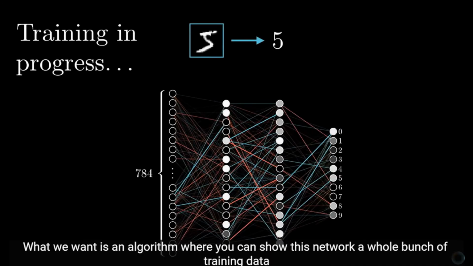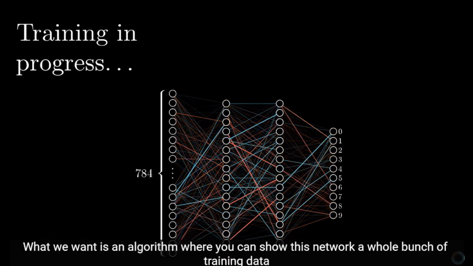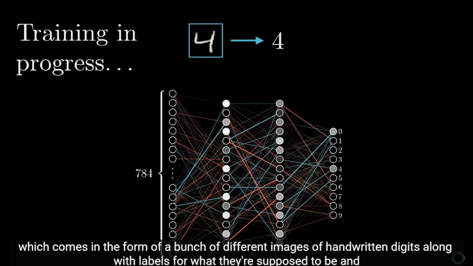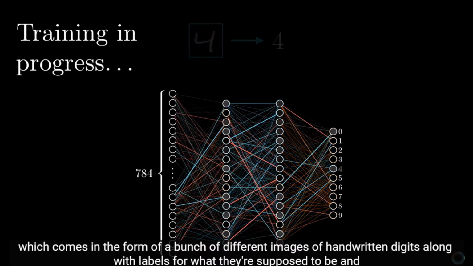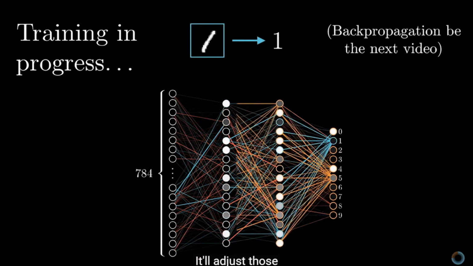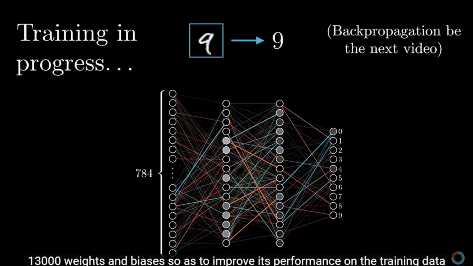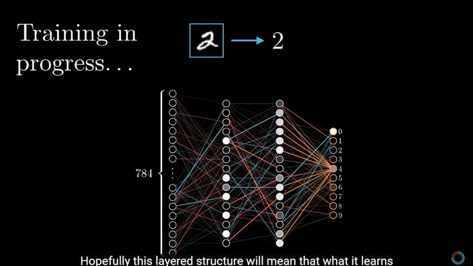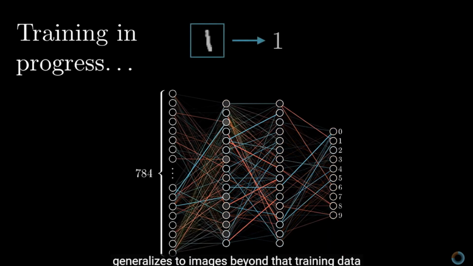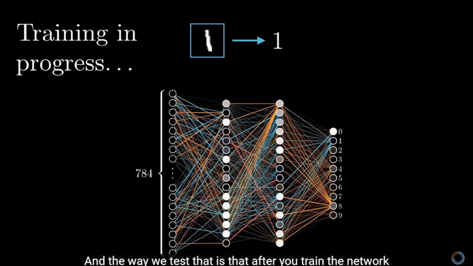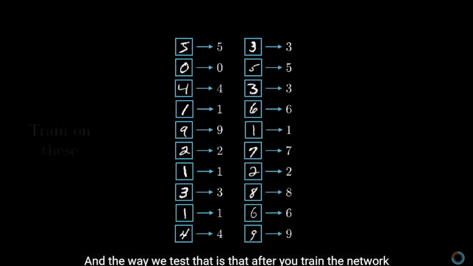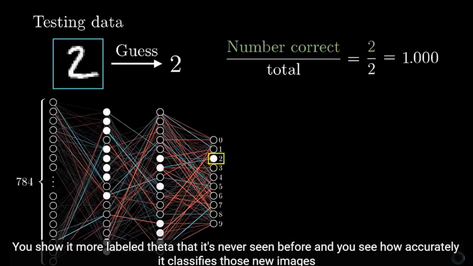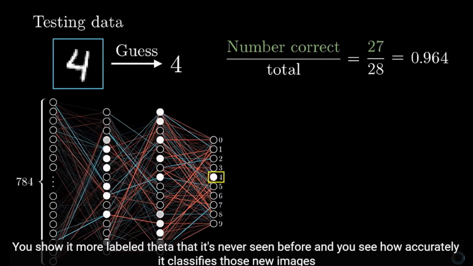What we want is an algorithm where you can show this network a whole bunch of training data, which comes in the form of a bunch of different images of handwritten digits, along with labels for what they're supposed to be, and it'll adjust those 13,000 weights and biases so as to improve its performance on the training data. Hopefully, this layered structure will mean that what it learns generalizes to images beyond that training data. And the way we test that is that after you train the network, you show it more labeled data that it's never seen before, and you see how accurately it classifies those new images.